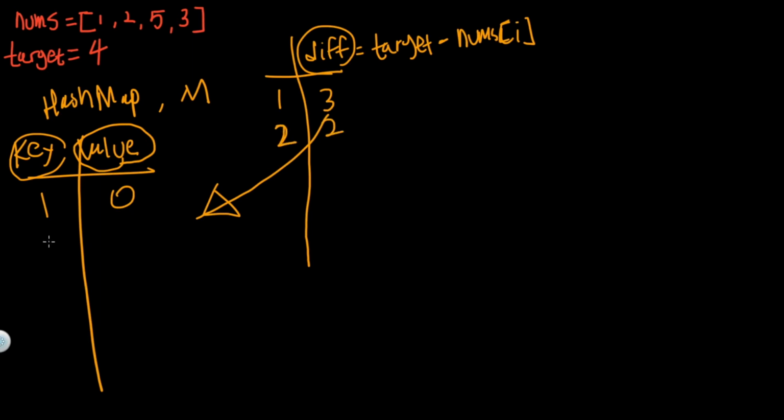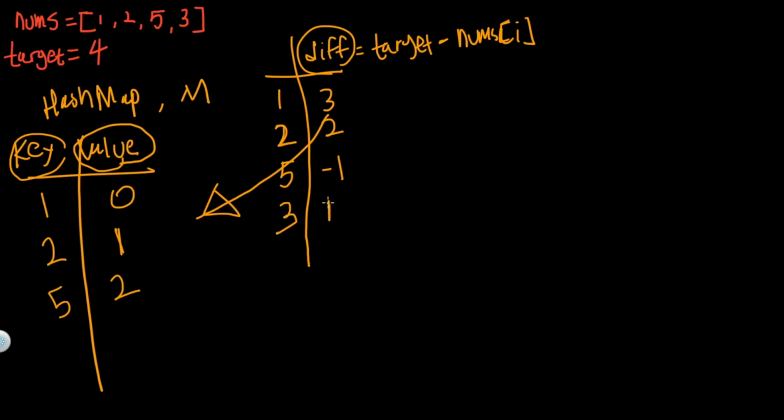We're going to see if there's a 2 in this map, and there's no 2. So we're going to add this 2, the number and the index. Then we're going to pick up 5 and see if -1 is in our hash map, and -1 doesn't exist. We're going to add 5 here, and then we get to 3, and we want to look up if 1 exists in our data structure.